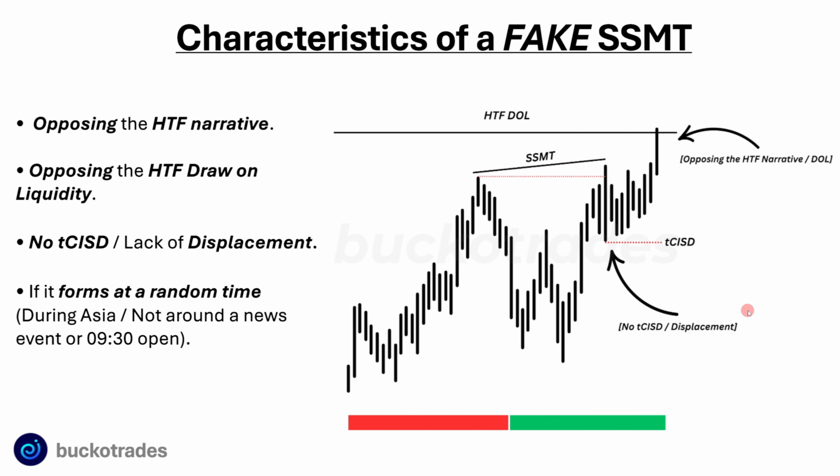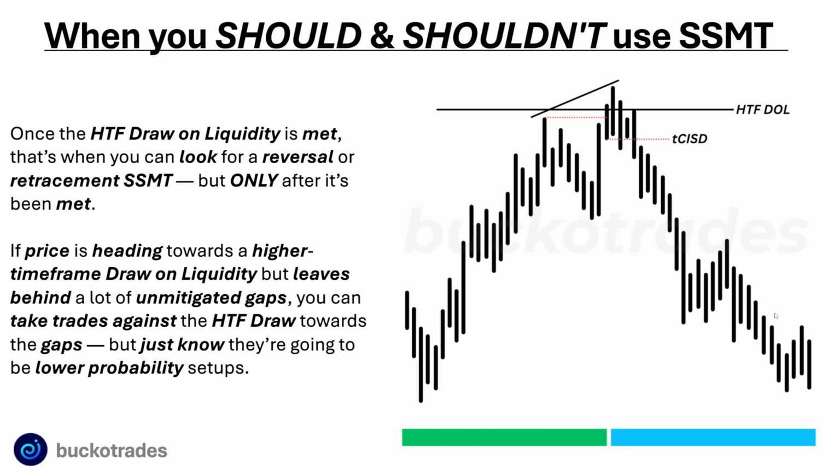So now you understand the characteristics of a real versus a fake sequential SMT. Let's go ahead and take a look at when you should and shouldn't be using sequential SMT. So once the higher time frame draw on liquidity is met, that's when you can then look for a reversal or retracement sequential SMT, but only after it's been met. So like the example that I just showed you guys a moment ago, the short, the higher time frame draw hadn't actually been met, so that wasn't a valid short.